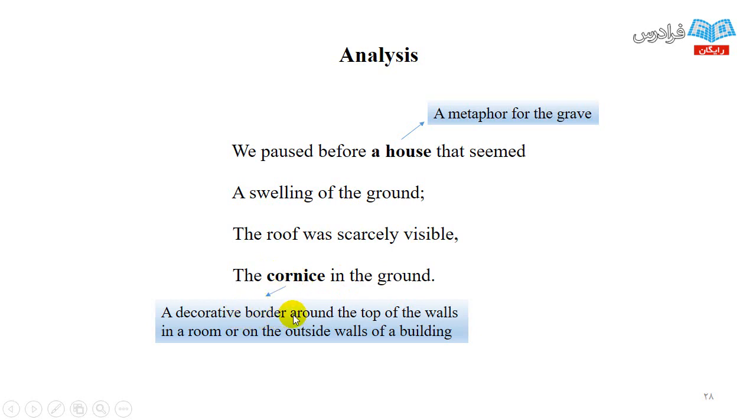Cornice is a decorative border around the top of the walls in a room or on the outside walls of a building. The roof of the grave was partially visible, and the cornice was in the ground. As it was mentioned, a cornice is a decorative part of the room, but here it is in the ground. So, the roof of the house is inside the ground, because this house is a grave. The tone of the poem has become sad. The speaker feels betrayed by death. She realizes that death is not the kind suitor that she thought.